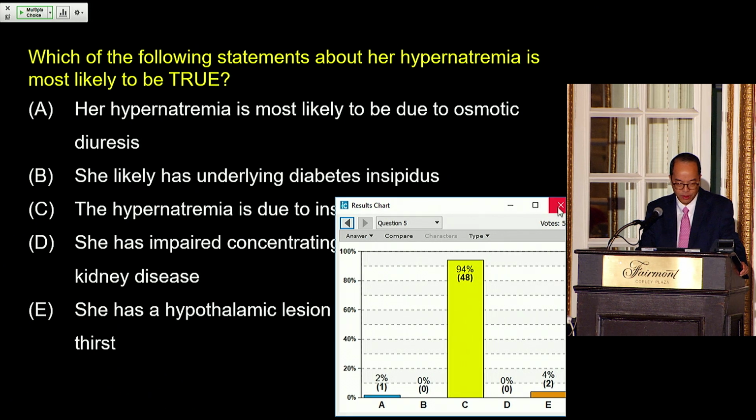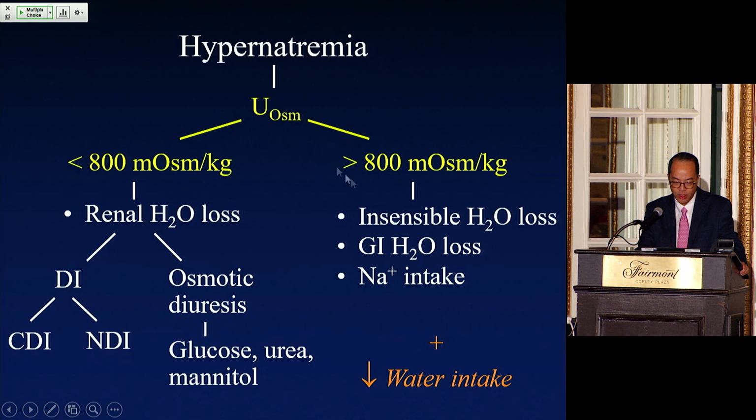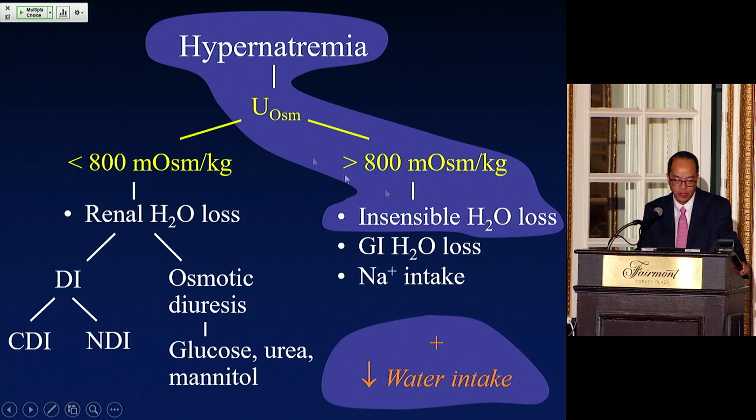Good. Everyone thought it was C, which I agree with. So this is a patient who's got a highly concentrated urine, so they don't have renal water loss. So it's got to be one of these extrarenal causes. And in this case, this is a patient who doesn't have access to water and is continuing to lose free water. So remember, insensible water losses are essentially free water. And that's why these patients become hypernatremic over time.